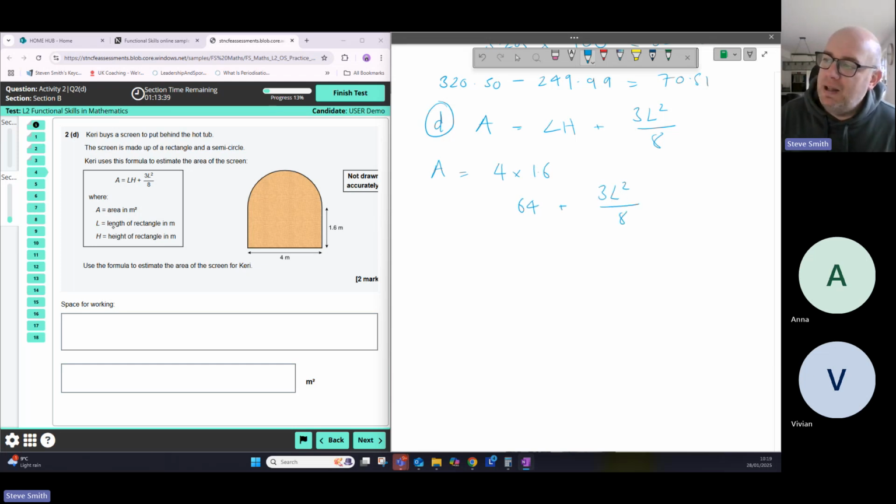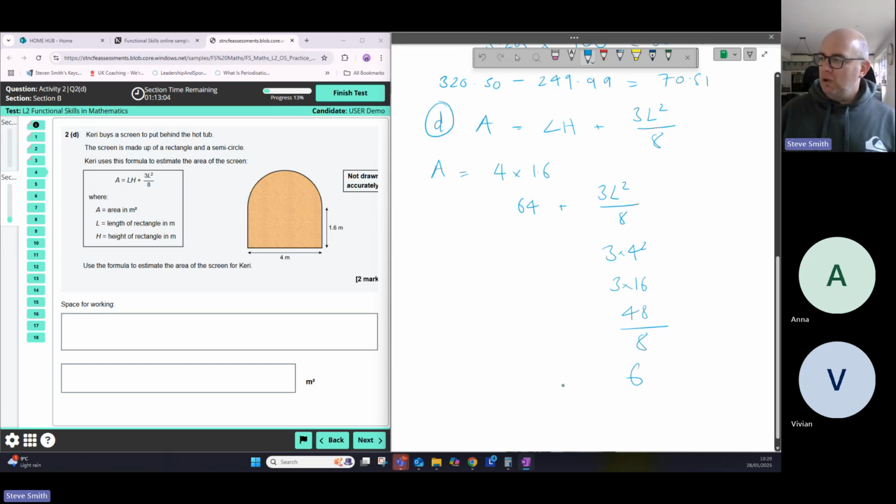L is the length again, 4. So L squared is 4 squared, and don't forget the 3, because that's right next to it. 4 squared is 16. 3 times 16 is 48. And then 48 divided by 8. So that whole 3L squared becomes 48 divided by 8, which is 6. And then we go back to our first part, 6.4, add 6.